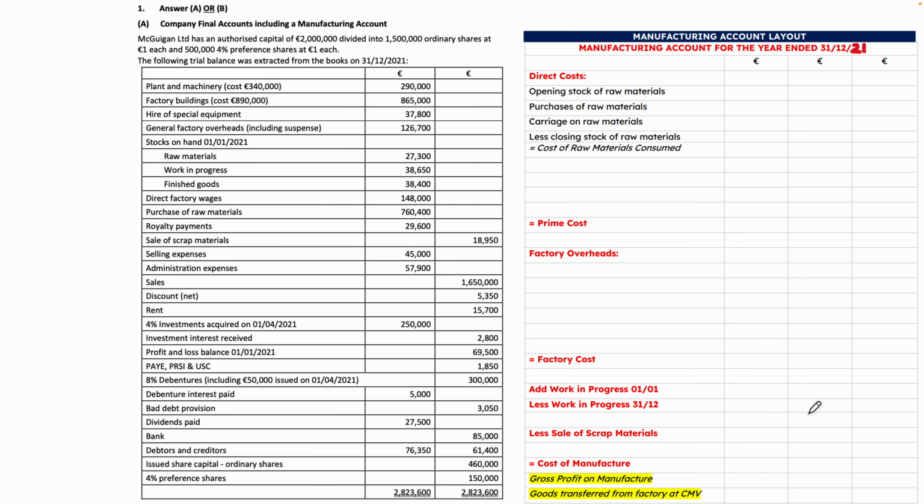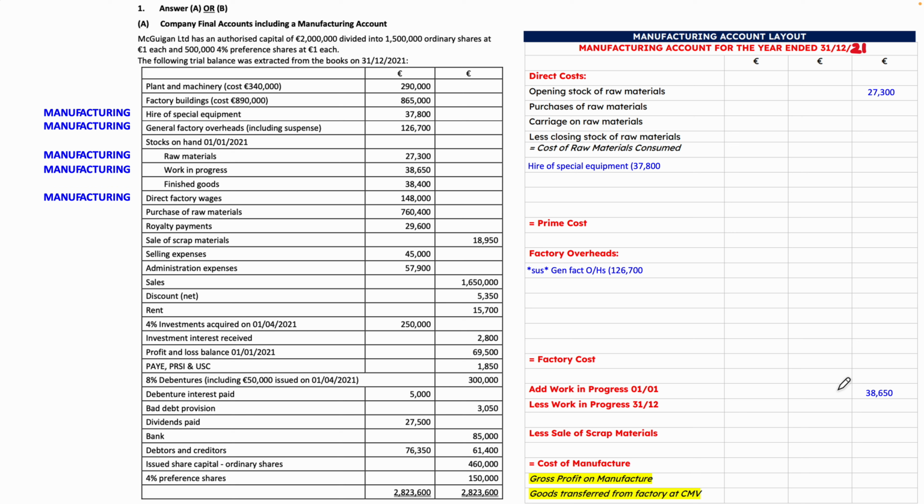So into the manufacturing account, remember we had a few items. The hire special equipment will go into the direct costs. So 37,800 into the direct costs. General factory overheads will go into the factory overheads, so 126,700. The opening stock of raw materials will go in up at the top. 27,300 is the opening raw materials. Work in progress can go straight in there as well. It's a figure from last year, so it can go straight in. 38,650.